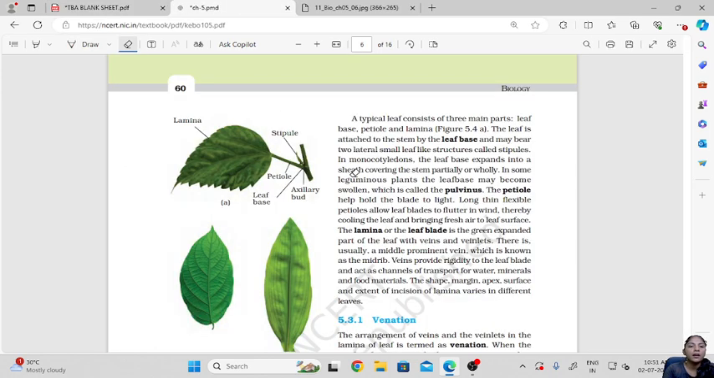So here we have, this part is the leaf base. Then it has this stalk-like structure called a petiole, and this entire thing is called the lamina of the leaf. So a typical leaf has all these 3 parts: a leaf base, a petiole and a leaf lamina.